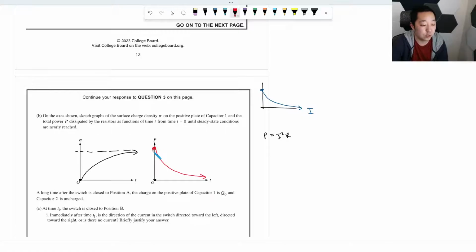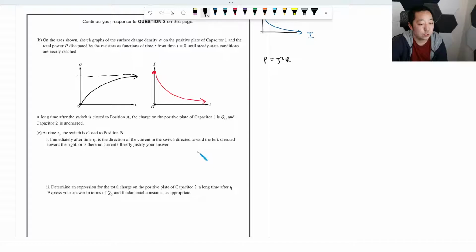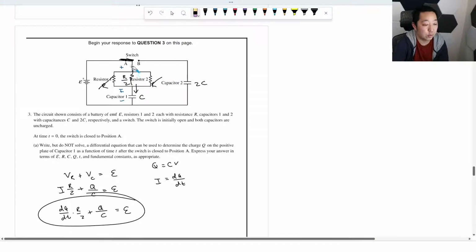That is like the initial current going through it as soon as you close the switch. At time t equals 1, the switch is closed to position B. Immediately after T1, the direction of the current is switched. Is the direction of the current in the switch directed toward the left, directed toward the right, or is there no current? So now we have charged the capacitor some amount.